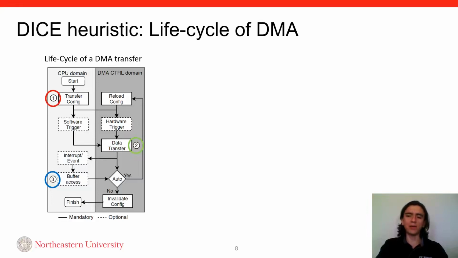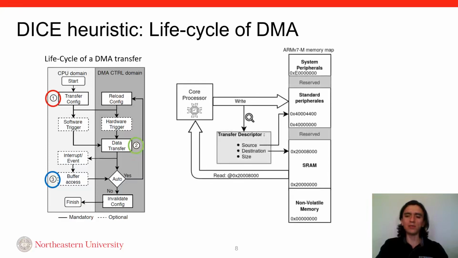To identify the configuration, DICE filters the firmware write operations on step 1, looking for two pointer-like values pointing to specific areas of the MCU memory map. For example, in this figure of the Cortex-M memory map, the source is pointing to the standard peripheral memory area, and the destination is pointing to the beginning of a buffer in RAM. To identify the size of the DMA transfer, we use step 3 of the life cycle.